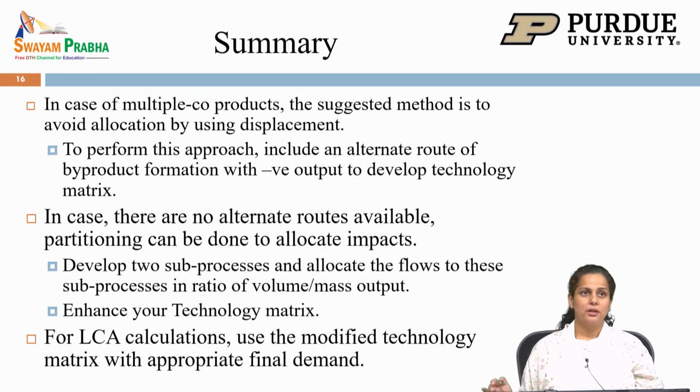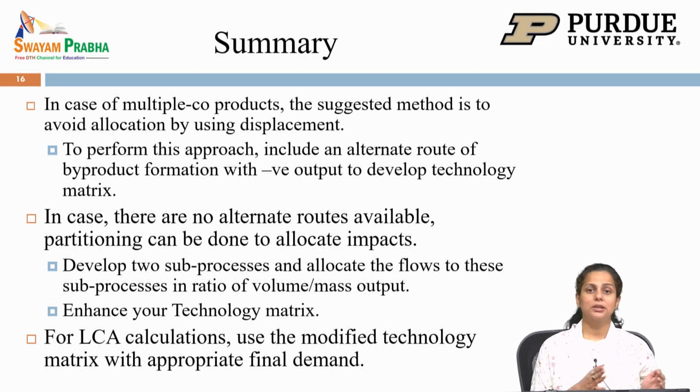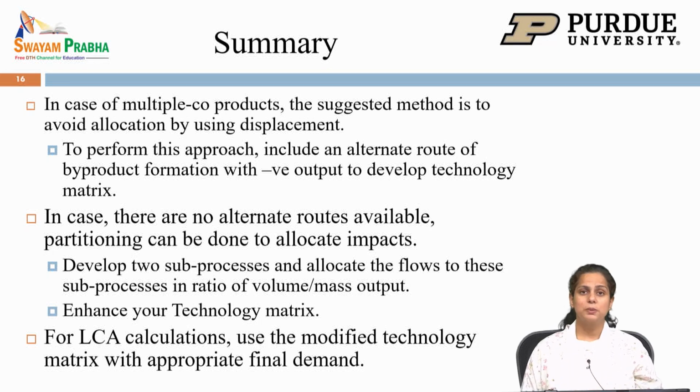In summary, in case of multiple co-products, the suggested method by ISO is to avoid allocation by using displacement. It is always better to think that we are going to displace the production, because now we have this additional byproduct being made in this life cycle that can also be sold in the market. So, it competes with the other process. So, you are reducing the environmental impact by selling it in the market, because now the displaced process needs to make less.